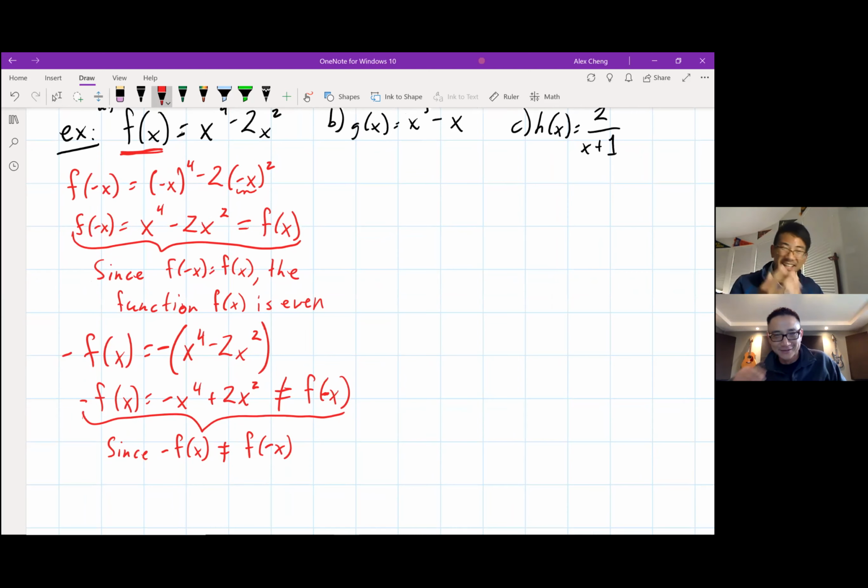Sometimes, folks, you just gotta read it or say it to yourself. If it helps while you're doing your homework, just say it out loud. Help yourself out. So since these are not equal, the function is not odd. So in summary, f of x is even. Yeah, this one's even and only even.